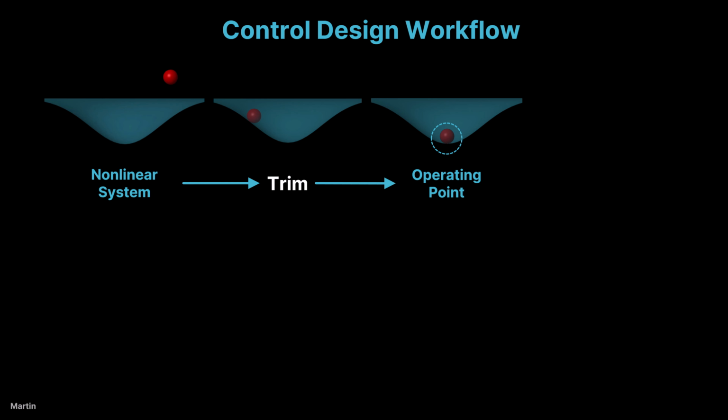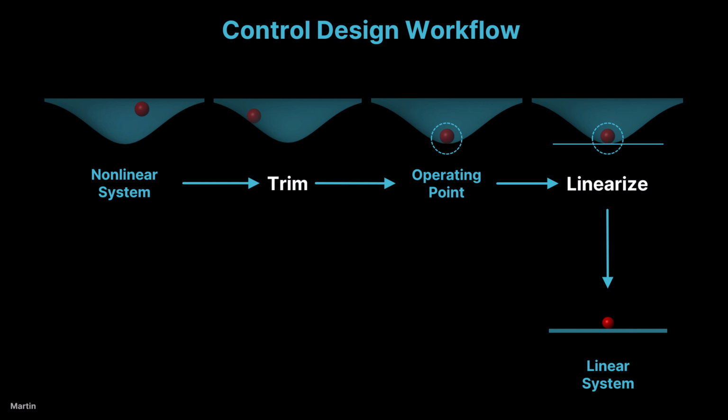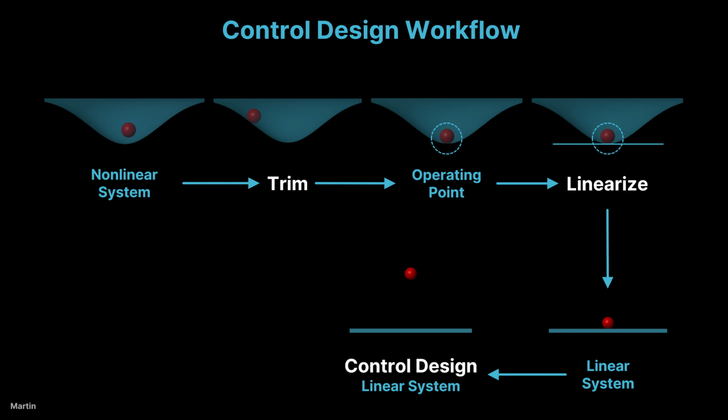Once we've got the operating point, we can then linearize the model around this point. Linearization involves approximating the nonlinear system with a linear model, which simplifies the design and analysis process, making it possible to apply classical control techniques. With the linearized system in hand, we can now proceed with classical control design, such as PID controllers, using the system's transfer functions or state space representations. This allows us to design a controller that works well within the linear approximation of the system.